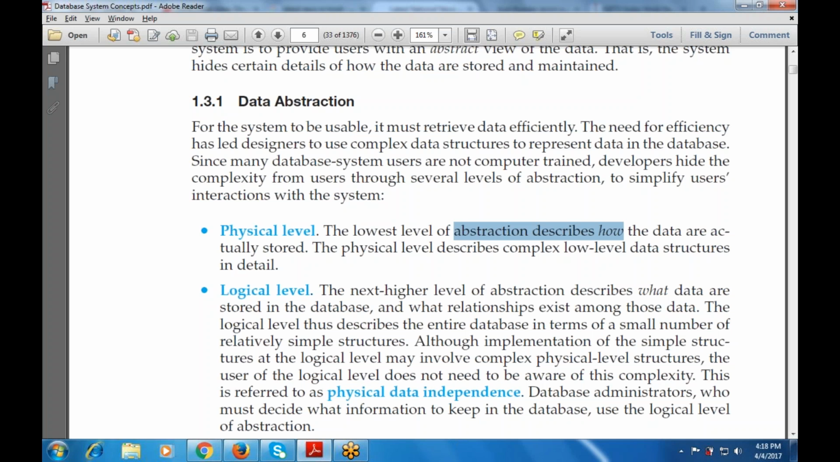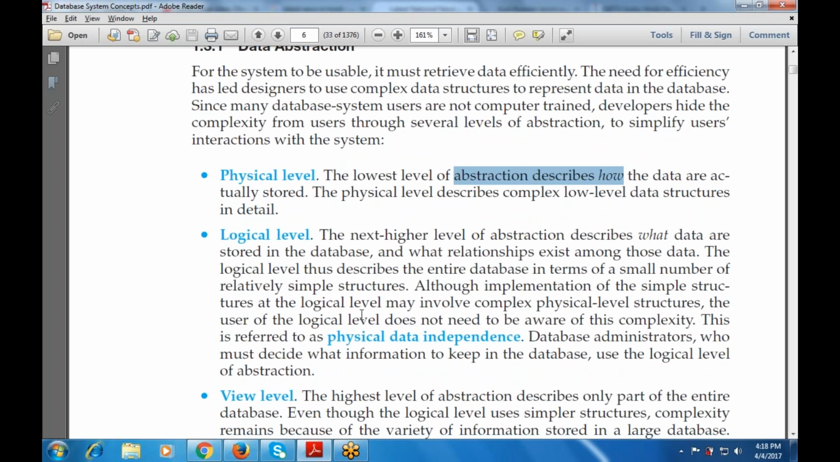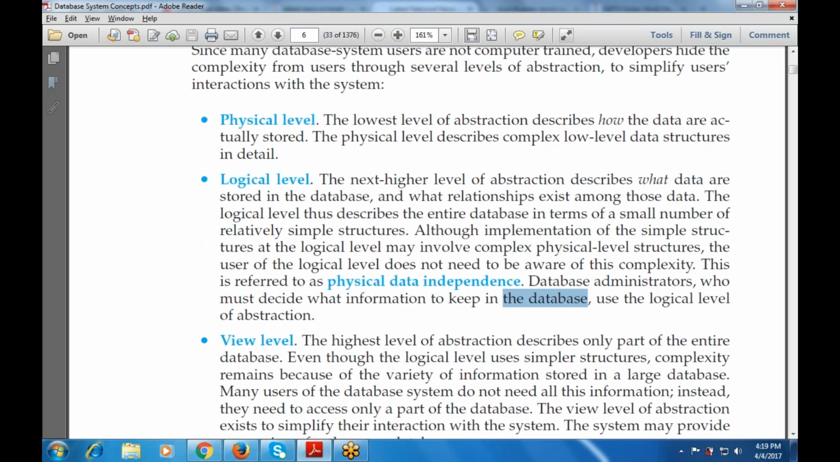The logical level therefore describes the entire database in terms of a small number of relatively simple structures, although the implementation of these simple structures at the logical level may involve complex physical level structures. So the users of the logical level do not need to be aware of this complexity. This is referred to as physical data independence. The database administrator, who must decide what information to keep in the database, also uses the logical level. So physical is how and logical is what.